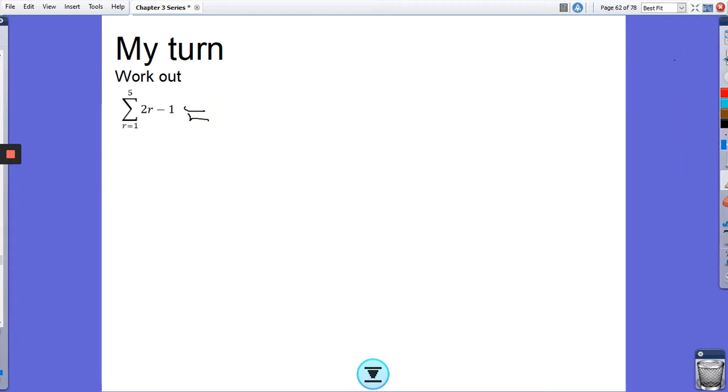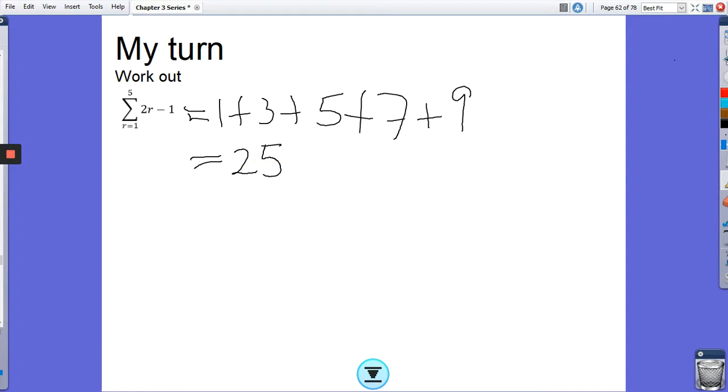If you put 1 in, this time you get 1. Put 2 in, you get 3, then 5, then 7, and then 9. Adding those all up, you get 25. Okay, that's straightforward enough, I hope.